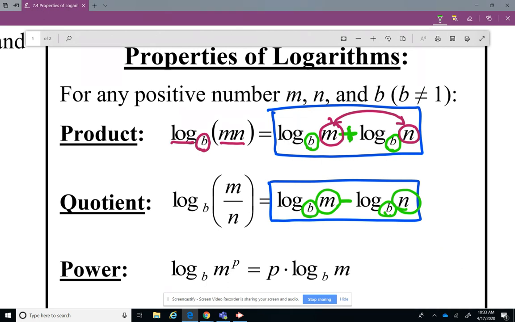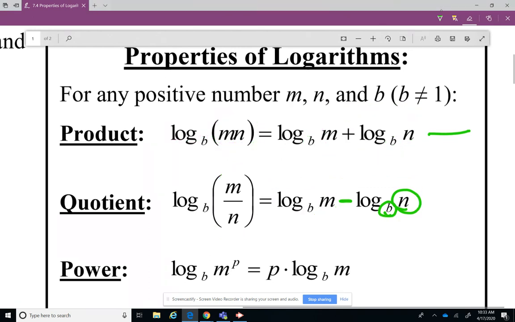All right, now think about it. If the one above we were adding and we ended up multiplying, this one we're subtracting, so what are we going to end up doing? Dividing. Okay? All right, so that's the properties of logarithms when you are condensing it.